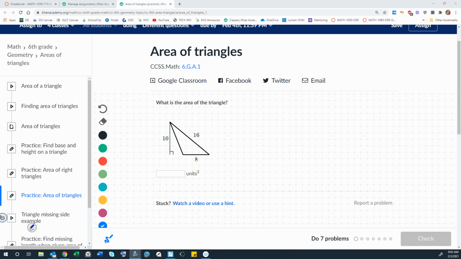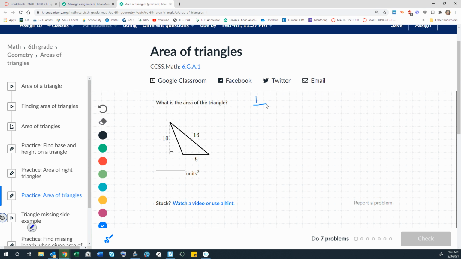Here's our Khan Academy assignment. Area of triangles. Remember, our formula is 1/2 base times height, or we can just take the base times the height and divide by 2. The other tricky thing on this is making sure that you know which information you're using and not using the wrong information.